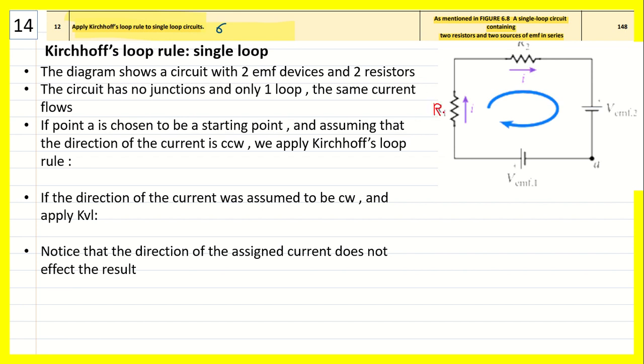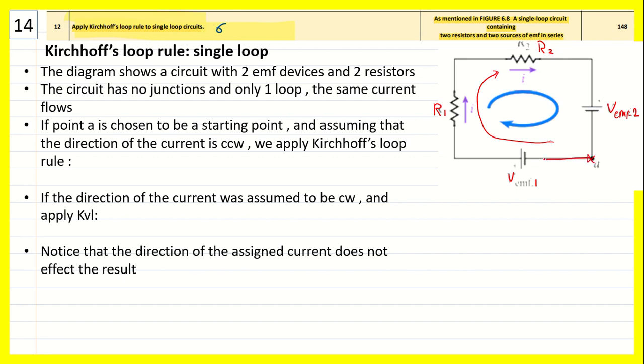This is R1. Just make sure that they're clear. This is EMF 2, and this is EMF 1. And assuming that the direction of the current is counterclockwise, we apply Kirchhoff's loop rule. So let's apply the Kirchhoff's loop rule counterclockwise as well and see what we will get. So we're going to move across the circuit counterclockwise, just like the current, starting from point A.